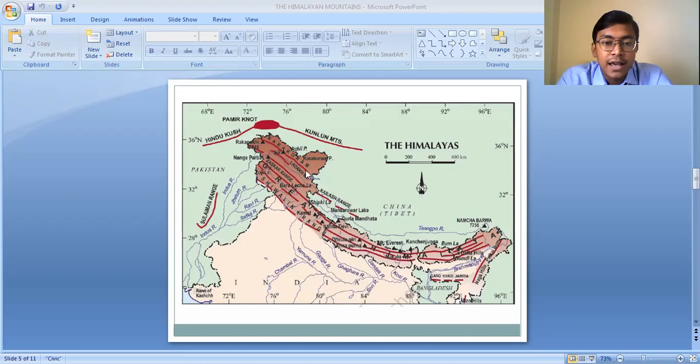Now, as we are discussing the divisions of the Himalayas, the Himalayas is mainly divided into three divisions from north to south. Where it is written Karakoram range, Ladakh range, this part forms the Greater Himalayas. Then we have the Lesser Himalayas in between, and then the Sivalik ranges, which form the outer part of the Himalayas.